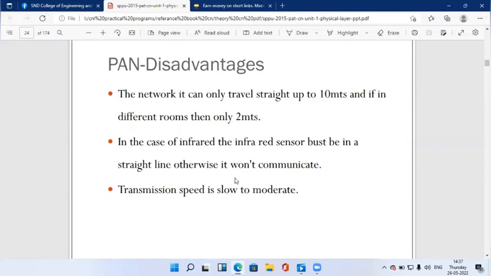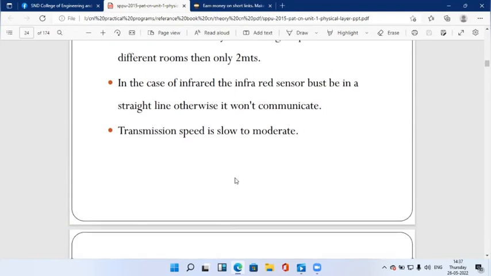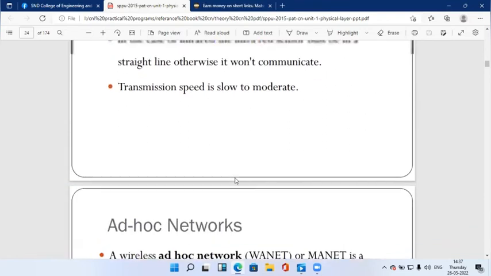Using Bluetooth. After that, the second disadvantage is in the case of infrared or infrared sensors, they need a straight line, otherwise they won't communicate. These infrared modules are old generation models for transmission purposes. After that, transmission speed is slow to moderate. As compared to other types of network, the personal area network's transmission speed is comparatively low. So these are some of our points.